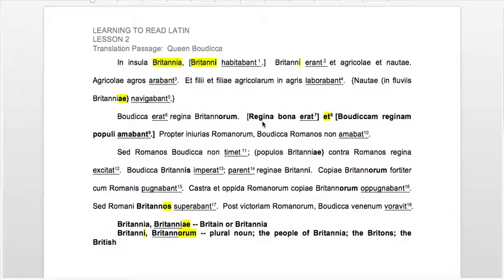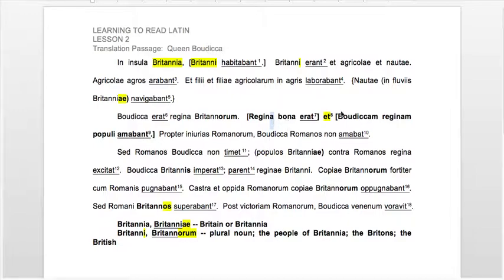Remember that in English, we begin with a noun as the subject. So Regina, which is in the nominative case, is our subject. And in English, we always place the verb next. So the Queen was, and then we want to know what she was, and we finish the idea with the adjective bona.